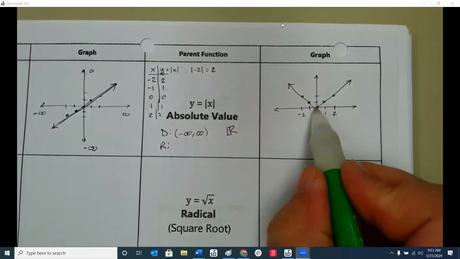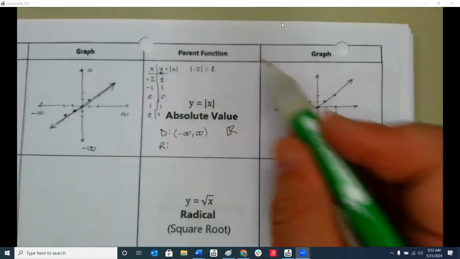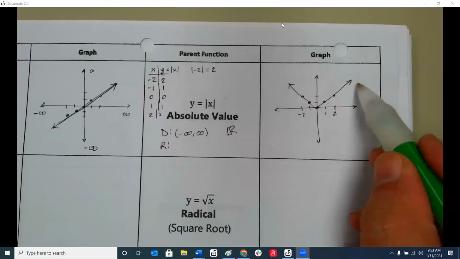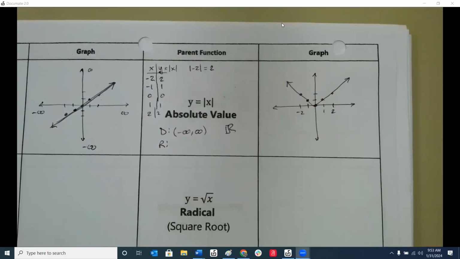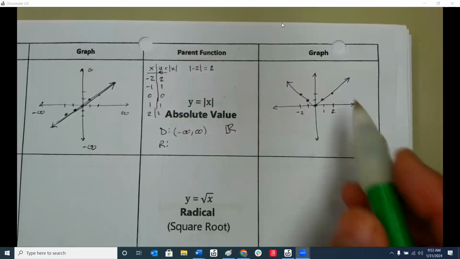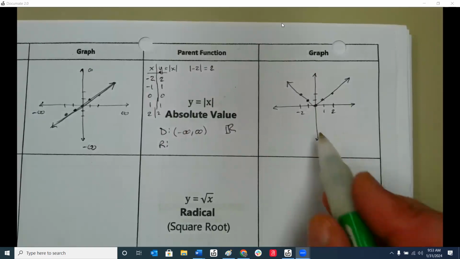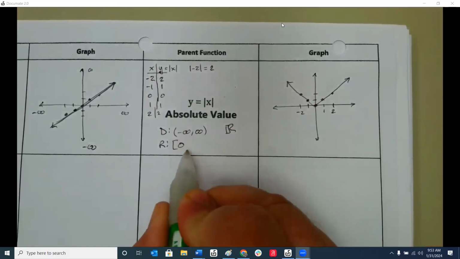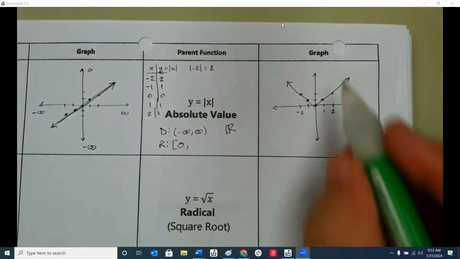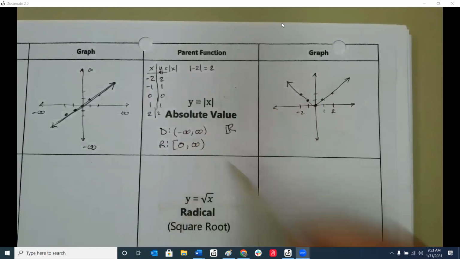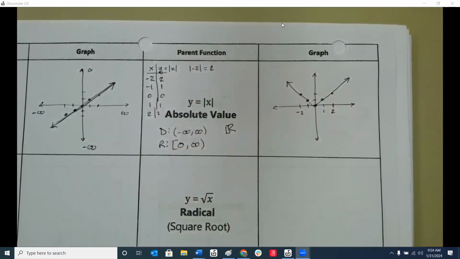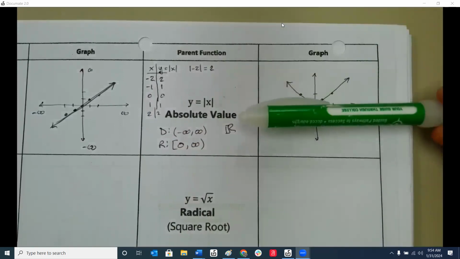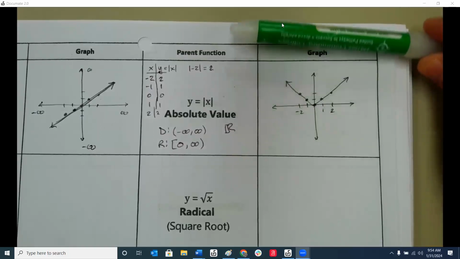When I ask you for the domain, look at it going left. How far left can it go? It keeps on pointing up to the left, and this one goes up to the right. So how about the range? What's my range going to be? In other words, what's the lowest it can be? Look at the graph. What's the lowest it goes? 0. So it starts at 0, and it goes up to infinity. For the range, if you took your pen or pencil, the lowest it can go is 0, and the rest of the graph goes up to infinity.